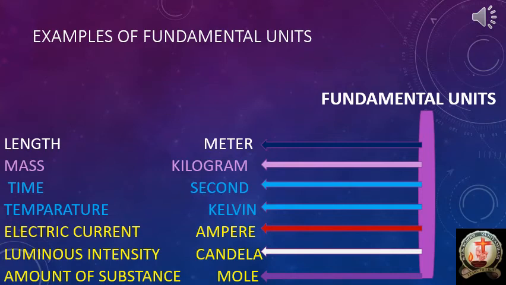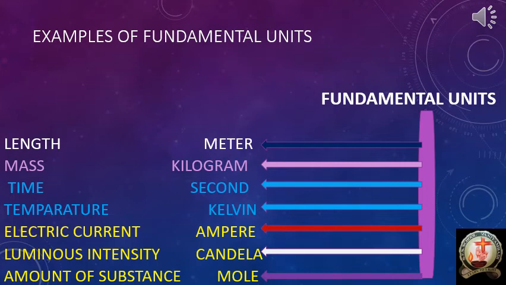Each and every fundamental physical quantity has its own unit. Length unit is meter, mass unit is kilogram, time unit is second, temperature unit is Kelvin, electric current unit is ampere, luminous intensity unit is candela, amount of substance unit is mole. These are the units of the fundamental physical quantities, and we call all these units the fundamental units.